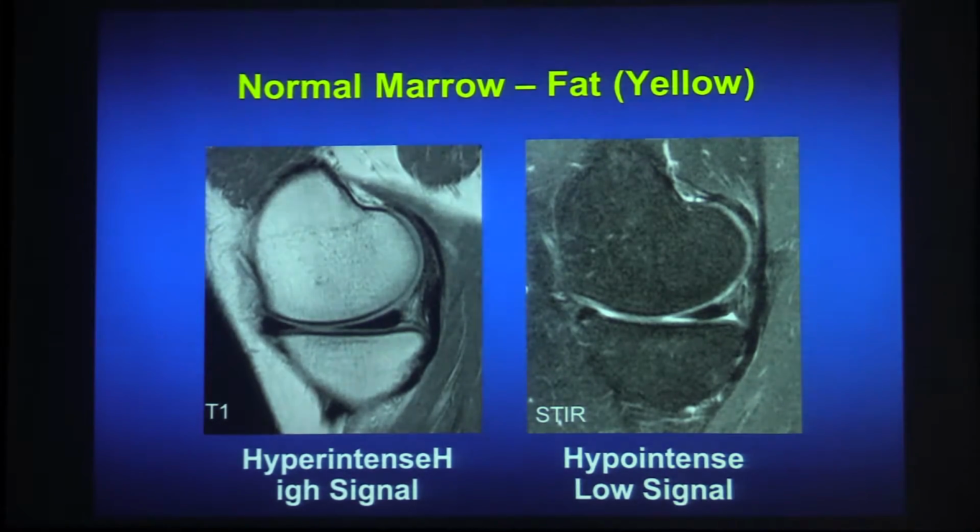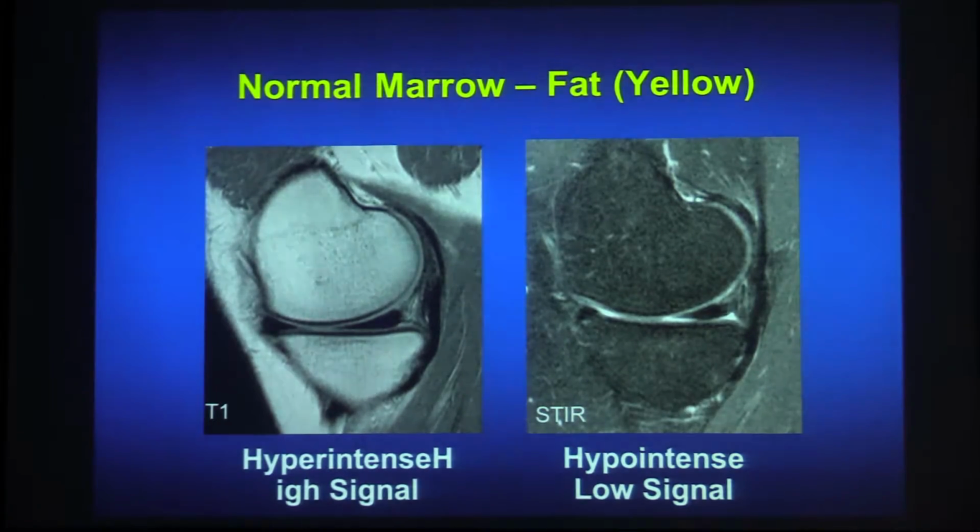So here we are looking at a patient who has fatty marrow around their knee, a sagittal T1 weighted image, and the subcutaneous fat is bright, and the fatty marrow is bright. And here is a fat saturated T2 weighted image, and the fatty marrow loses signal because of the fat saturation, so it's uniformly dark on the fat saturated T2 weighted image.